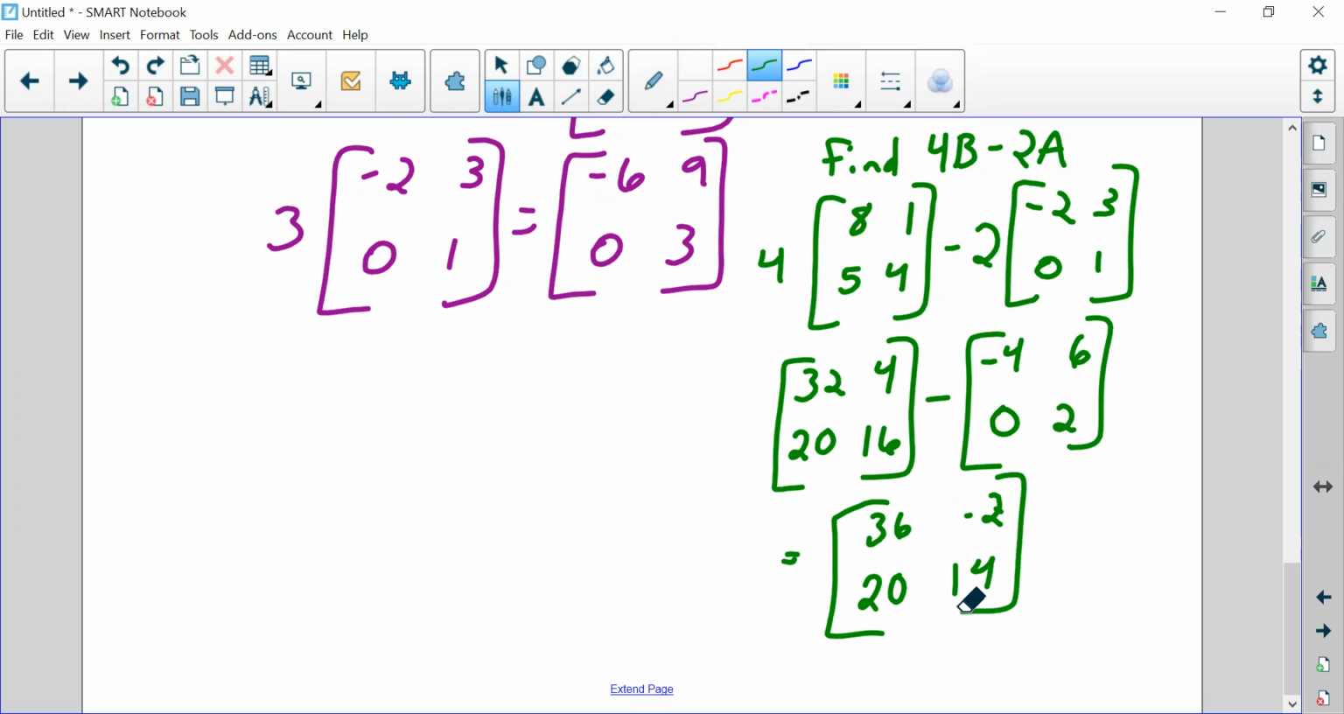Okay, go to Canvas. Open up our matrix assignment and the quizzes and complete questions 1 through 8. Then stop at 8 after you get 8 done.